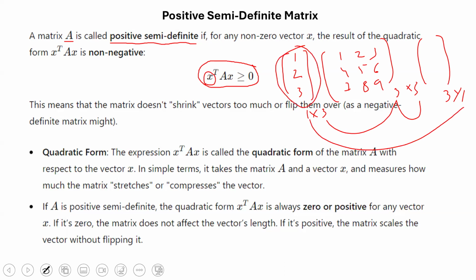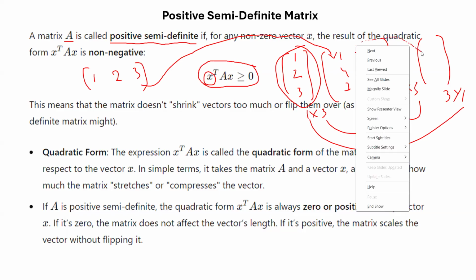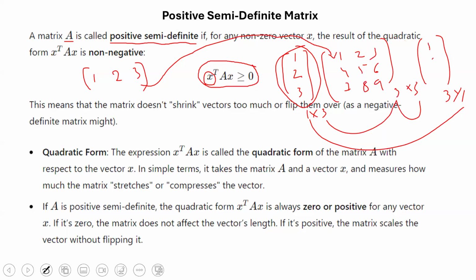This is 3 into 1, right? You have to take the transpose. So that becomes 1, 2, 3. So finally, you're multiplying X transpose with A, and then the resultant will be multiplied with X. Again, X is just a vector 1, 2, 3.